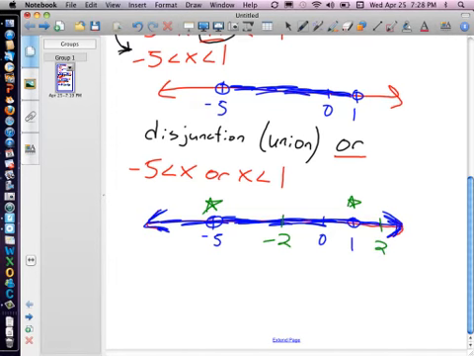Well, +2 is greater than -5, so it fits that. It does not fit x is less than 1, but it doesn't matter. It still counts as a solution because of this OR statement here. It only has to work for one or the other, as opposed to both one and the other. Okay. So know the difference between the AND and the OR statement. Disjunction or conjunction AND. So let's go through a couple examples here.